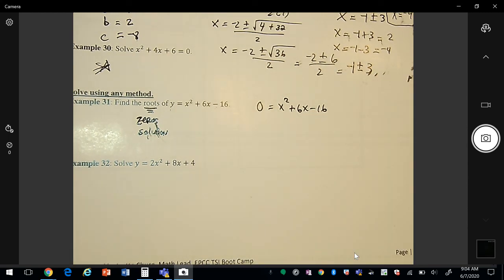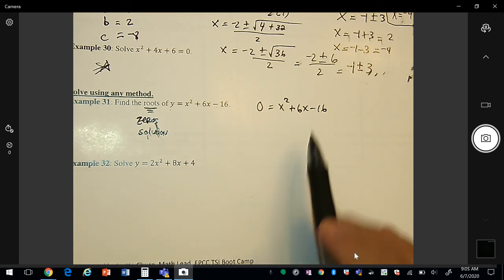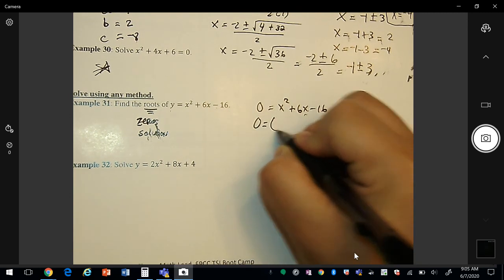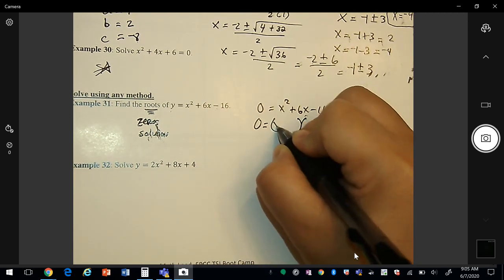Then we can determine which method we're going to use. We cannot use the square root property because we have this extra x. So we can either factor or try to factor, or we can use a quadratic formula. Factoring doesn't work all the time, and so in those cases, you would have to use a quadratic formula. I'm going to go ahead and try to factor.